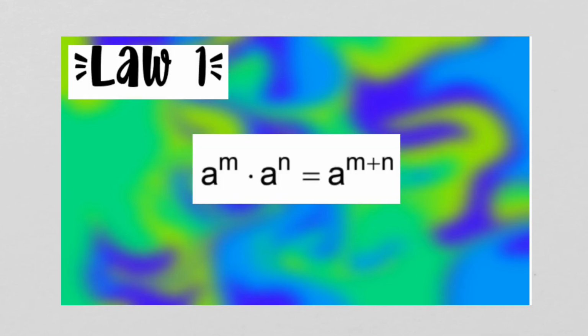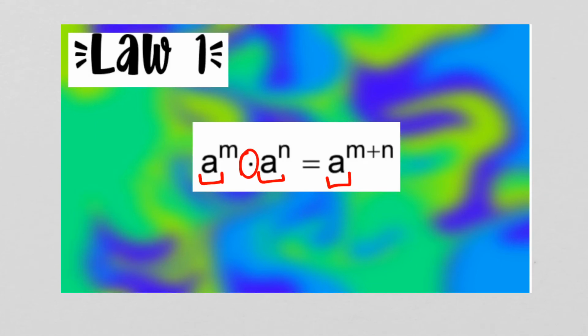What this says is if your bases are the same and your exponents are different and you're multiplying them together, that's what the little dot means, all you do is take the same base, so if it's 2, if it's x, if it's 4, whatever it is, you keep that base and you add the exponents together.